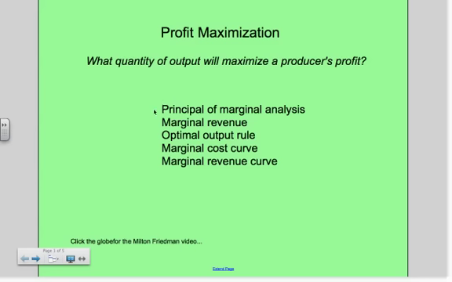We're going to talk about the principle of marginal analysis. We're going to talk about marginal revenue and what that is. We'll talk about the optimal output rule, marginal cost curves, and the marginal revenue curve.